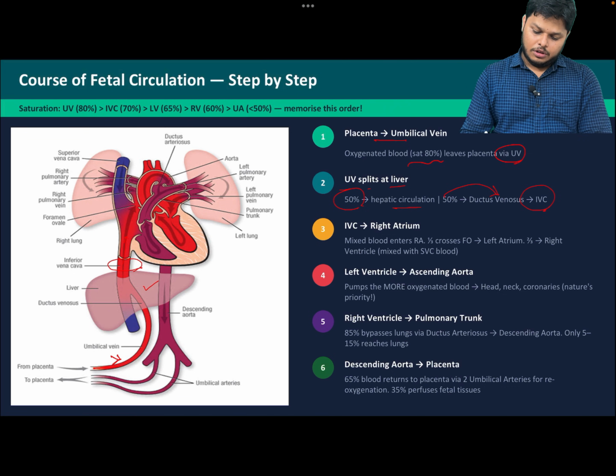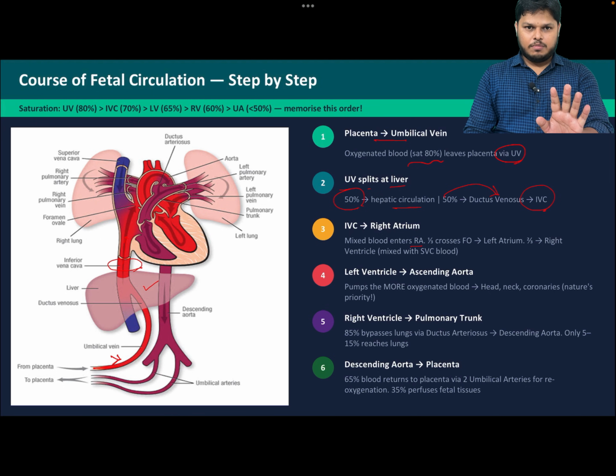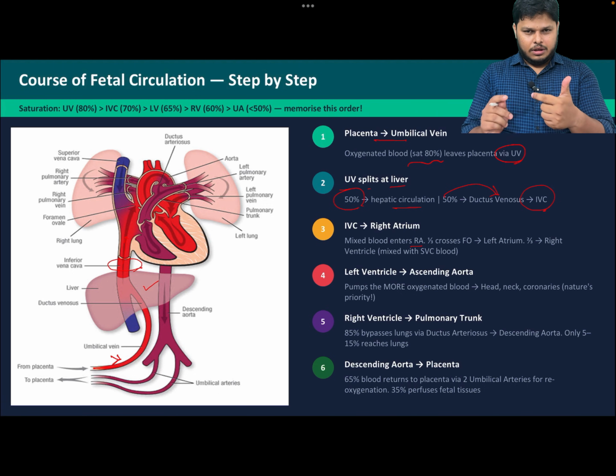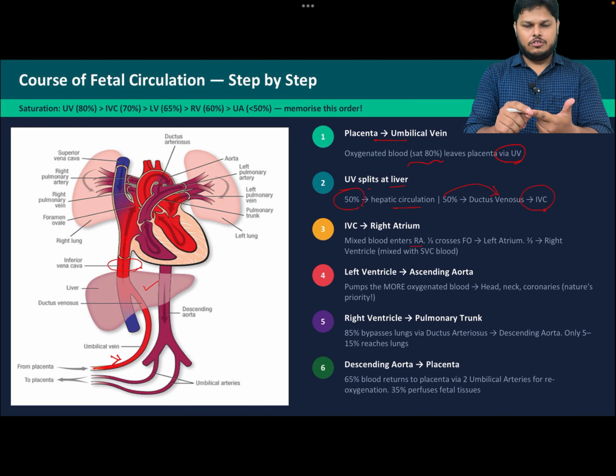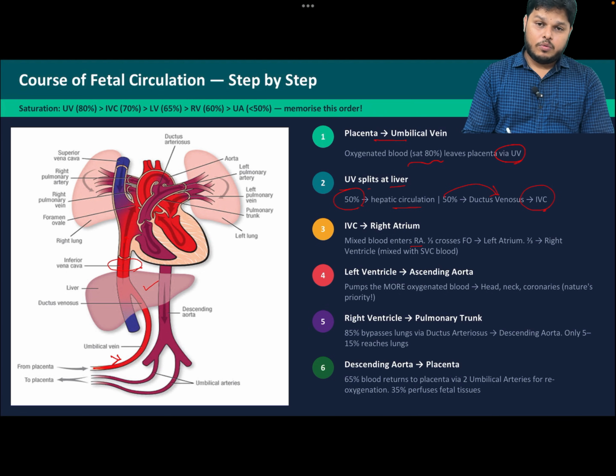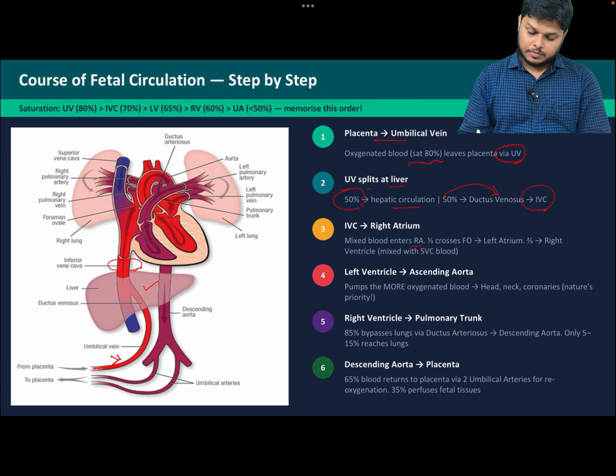So the mixed blood enters the right atrium. Understood now what is mixed blood? The deoxygenated blood carried by the inferior vena cava from the lower parts of the body, and the blood carried by the umbilical vein via the ductus venosus from the placenta. Those two bloods are mixed, where they drain into the right atrium.